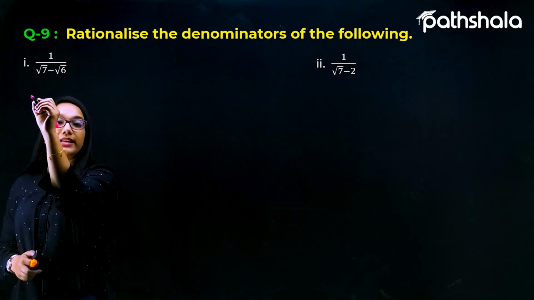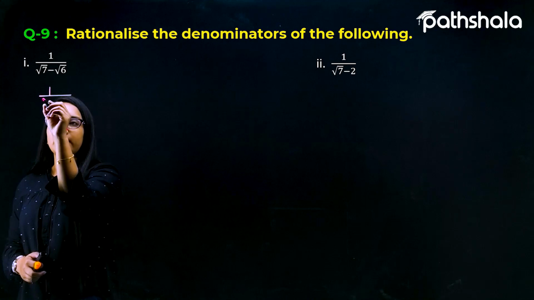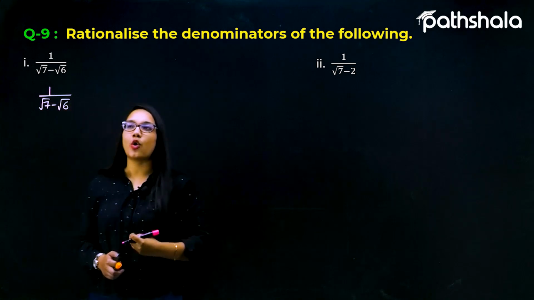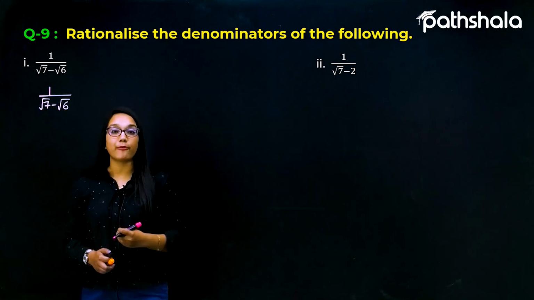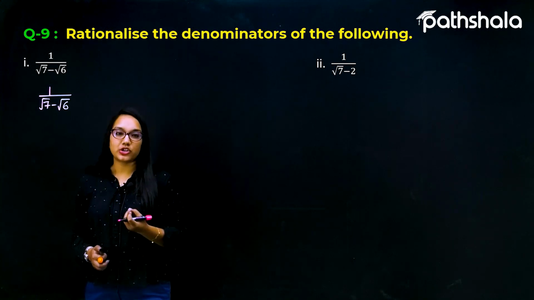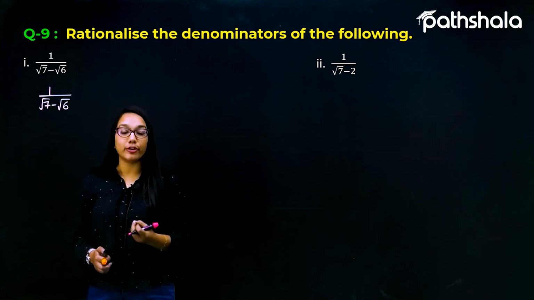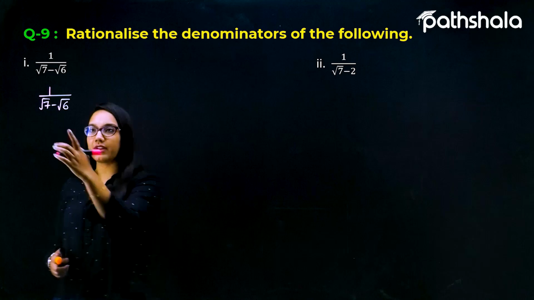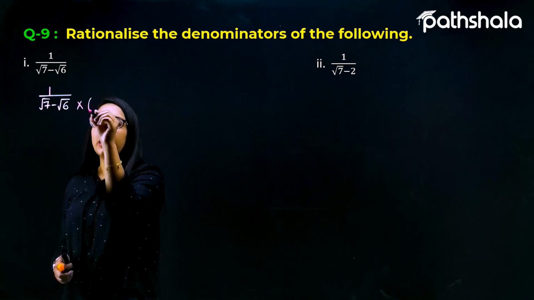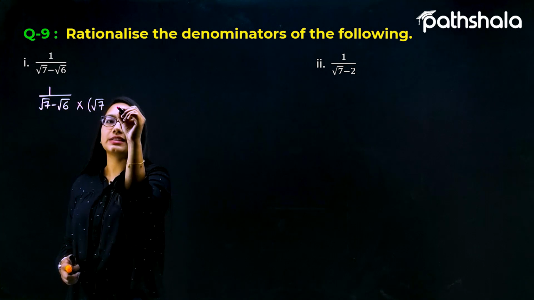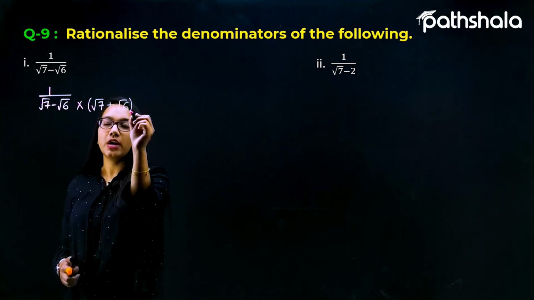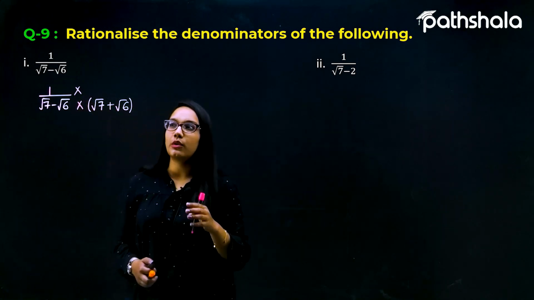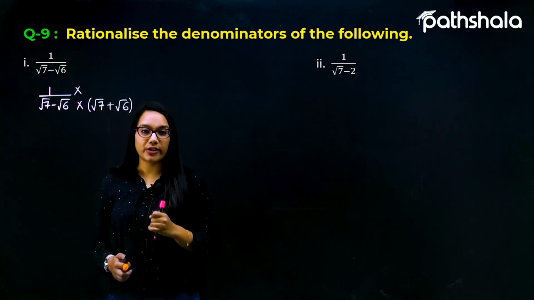As we know that we have to rationalize it, the number is root 7 minus root 6. In order to rationalize the denominator of this irrational number, we have to multiply it with a number that has the opposite sign in between. If we have negative over here, we multiply with root 7 root 6 but with a positive sign in between. We are already aware of this concept because we have done such questions before.